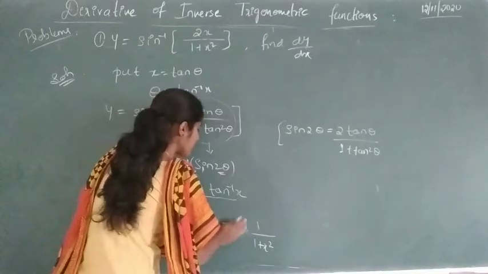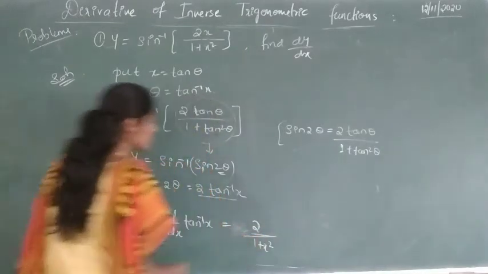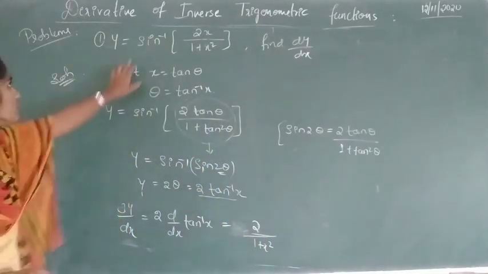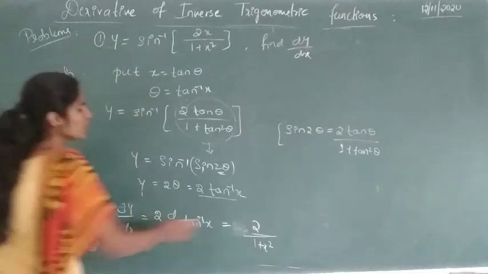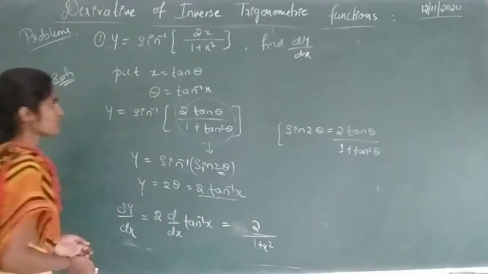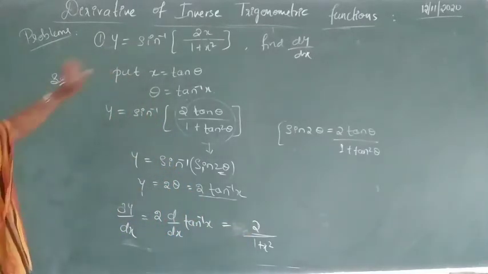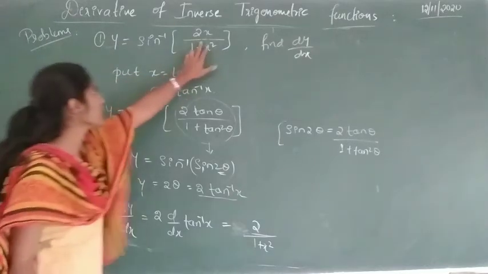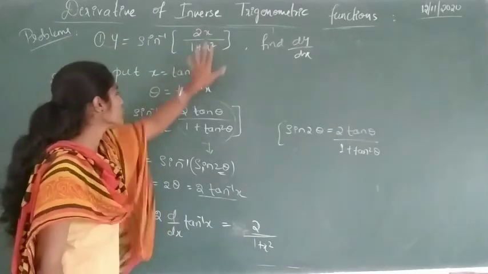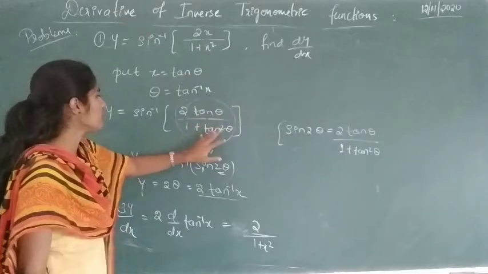So here, 2 divided by 1 plus x square. The derivative of this function is 2 divided by 1 plus x square. This is how we will solve this problem. That is, x is equal to tan theta. So x is equal to tan theta, 2 tan theta divided by 1 plus tan square theta.